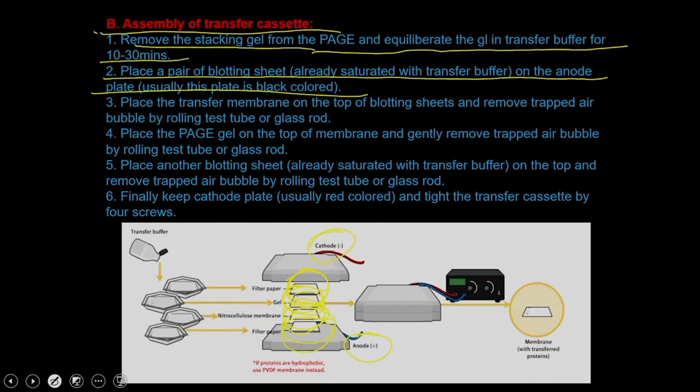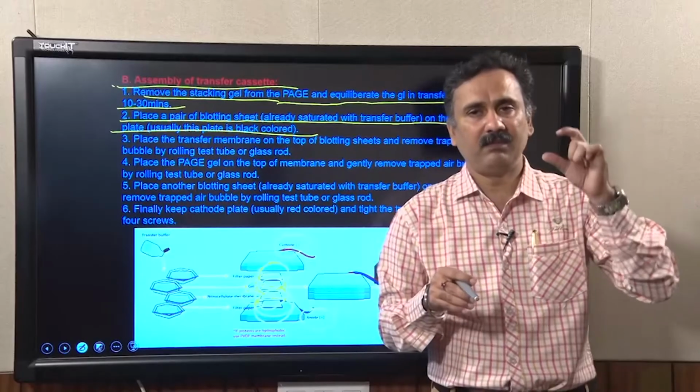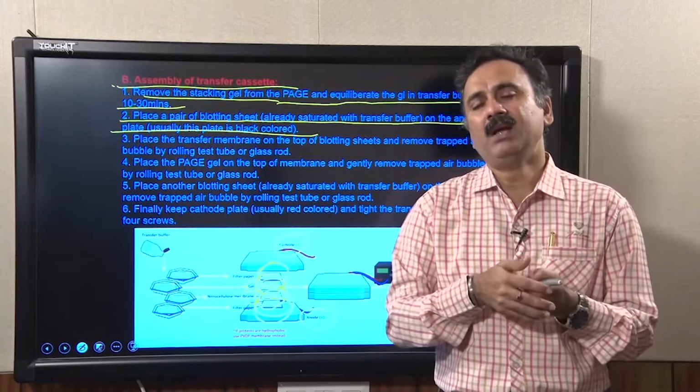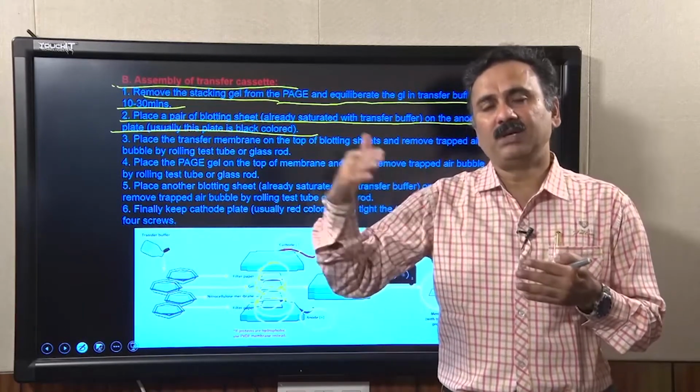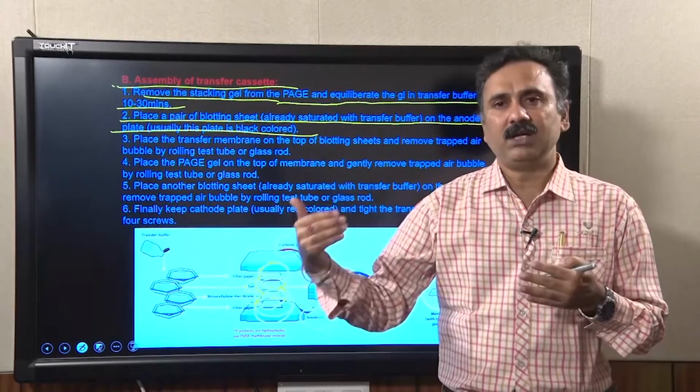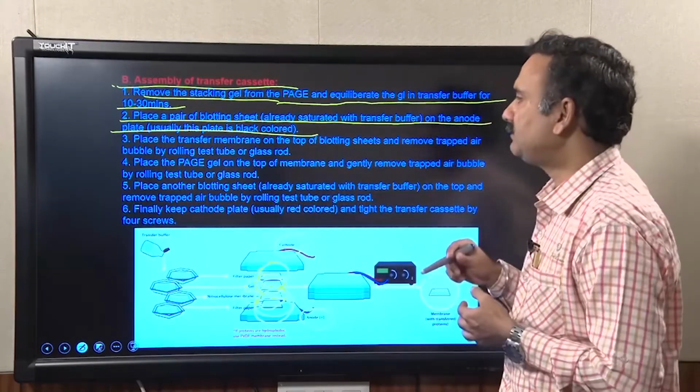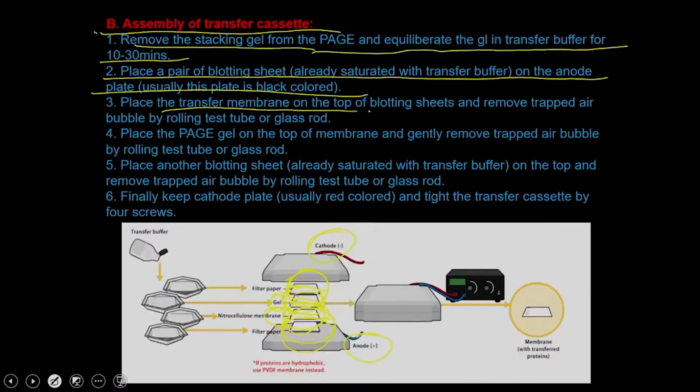You have to ensure that there is no bubble present between the gel and the nitrocellulose membrane, because if there is an air bubble present, that area will not allow the transfer of protein from the gel to the nitrocellulose membrane. So, place the transfer membrane onto the top of blotting sheets and remove the trapped air by rolling the test tube or the glass rod.